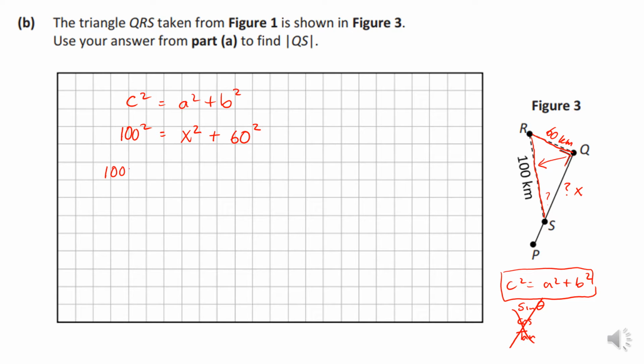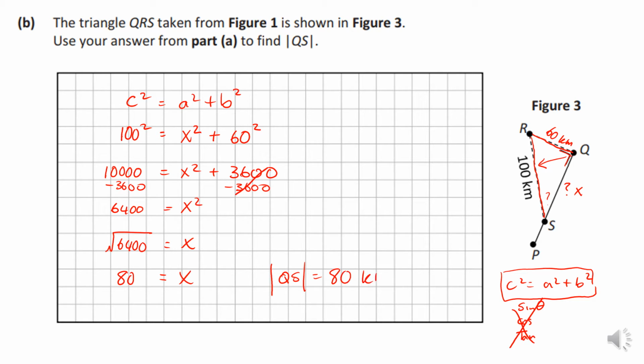So I'll have 10,000 equal to x squared plus 3,600. We'll take the 3,600 from both sides, so x squared will be equal to 6,400. Get your zeros right. So x will be the square root of that, and you'll find that x is 80. Or as asked in the question, find QS: the length of QS is equal to 80 kilometers.